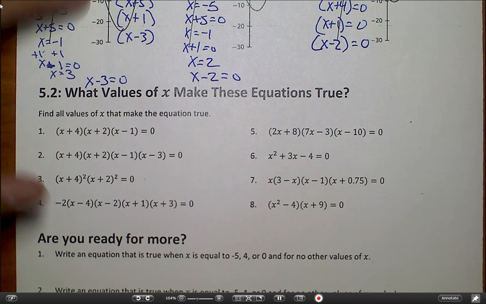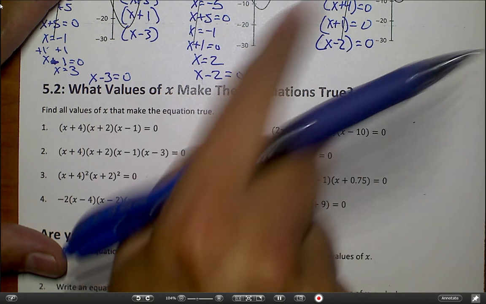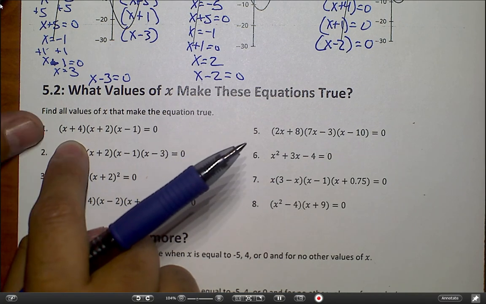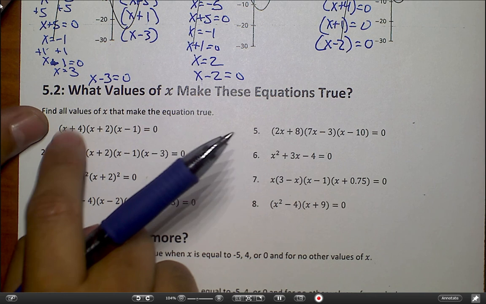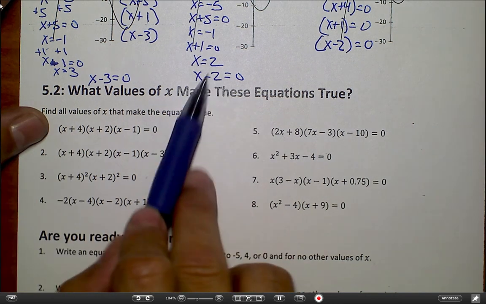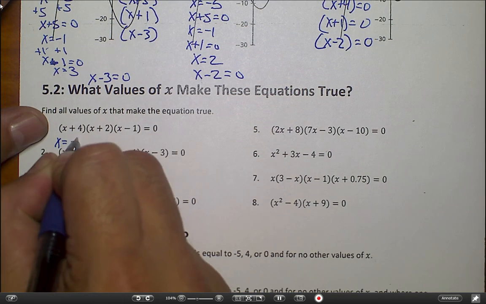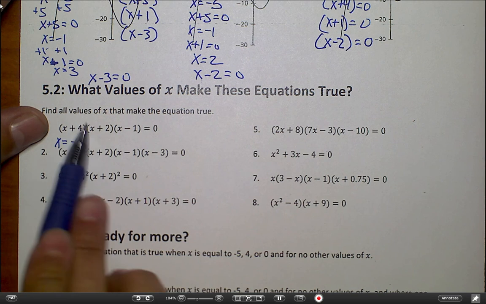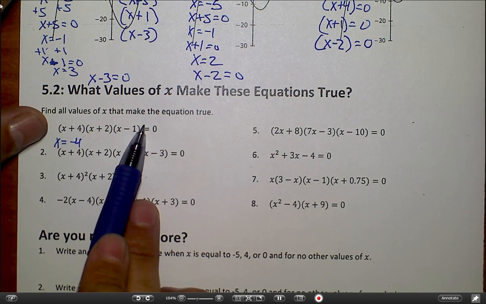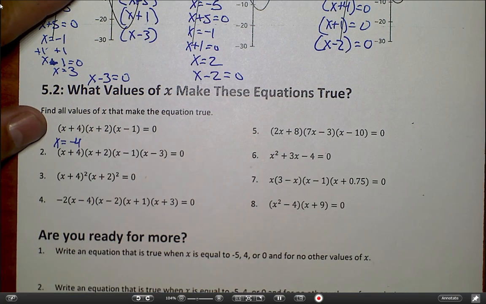Now, what values of x make these equations true? So by using this information that we just did a second ago, this one right here, x equals what? Minus 4, very good. Because now I'm starting with this, right? So if x equals negative 4, this would be 0, and then my whole thing would be 0, right? The whole thing would be 0 because they're all multiplied together. These are the product, the 0 product rule.